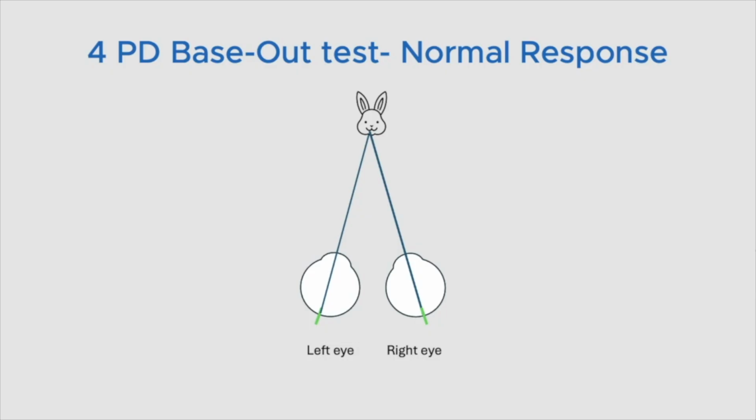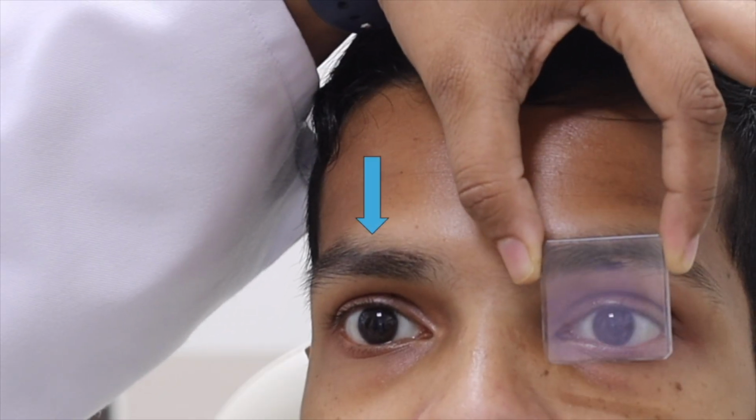In a patient with BSV, placing a 4PD base-out prism over the right eye, for example, will cause image to shift temporal to the fovea in that eye. Now to bring back foveolar fixation, this eye will rotate towards the apex of the prism. As per Hering's law, the left eye will also move in the same direction, causing image in the left eye to shift temporal to its fovea. This temporal shift of image in the left eye will induce a vergence movement only in the left eye to bring that image back onto its fovea.